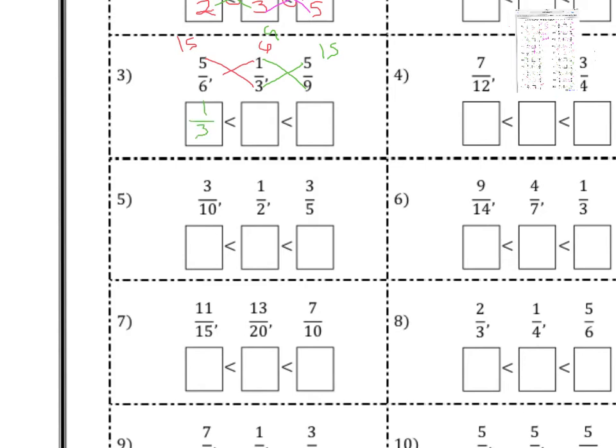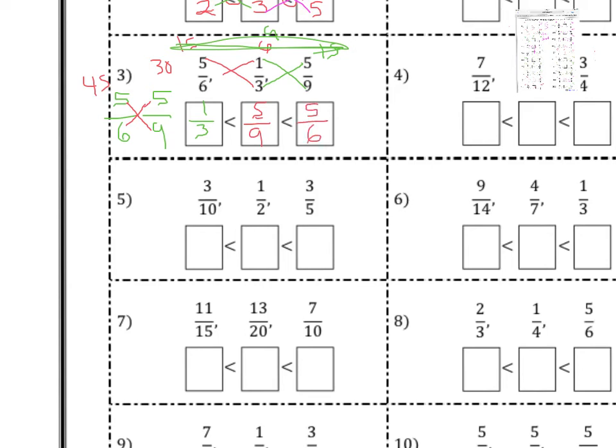And then I'm going to need to compare. You can't use the same information. You need to redo it for the other two that you haven't done yet. 5/6 and 5/9. 6 times 5 is 30. And 9 times 5 is 45. So 5/9 is the smaller one. And then the biggest one is 5/6.